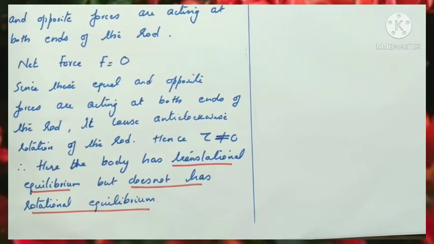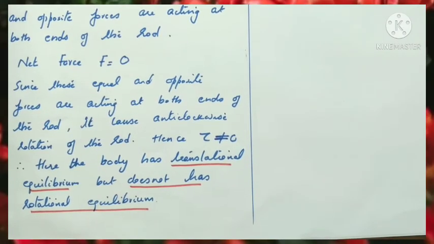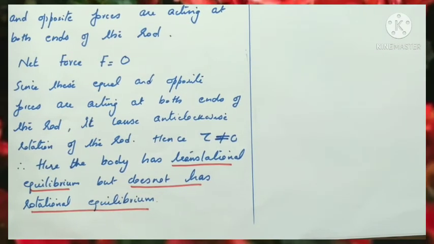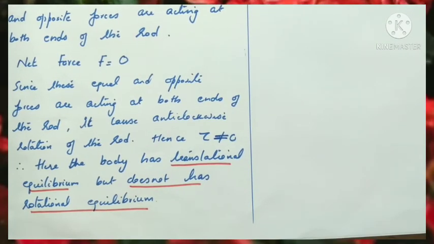So that is the condition for partial equilibrium. In the case of partial equilibrium, the body can have translational equilibrium but no rotational equilibrium, or the body can have rotational equilibrium but no translational equilibrium. So that is the condition for partial equilibrium of a rigid body.